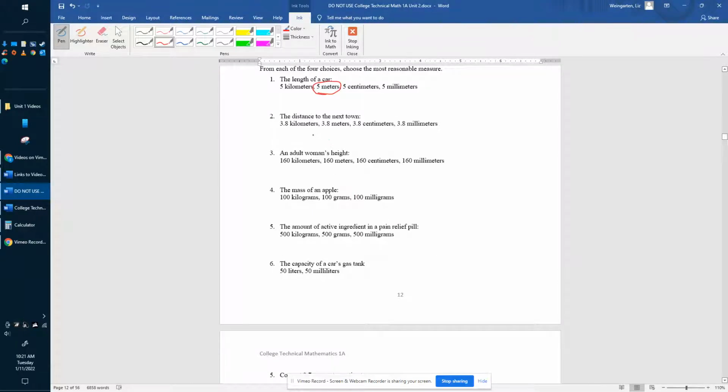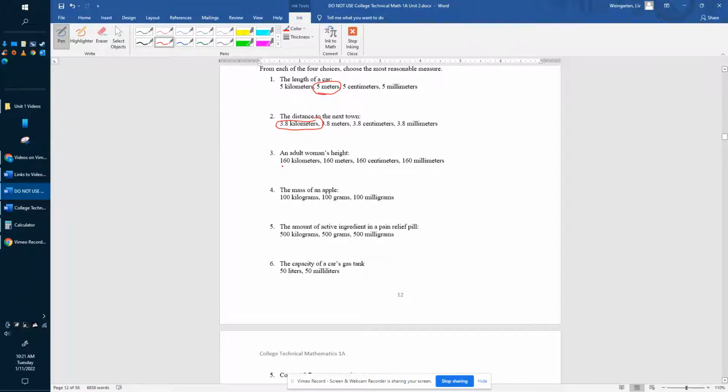Distance to the next town. 3.8 kilometers? It's possible. 3.8 meters? Technically it's possible if you're really close to the town border, but is it probable? Is it really reasonable? 3.8 centimeters, 3.8 millimeters. Again, these are possible if you know exactly where the town boundary is, but it's more common and more likely that we would say that it is 3.8 kilometers away.